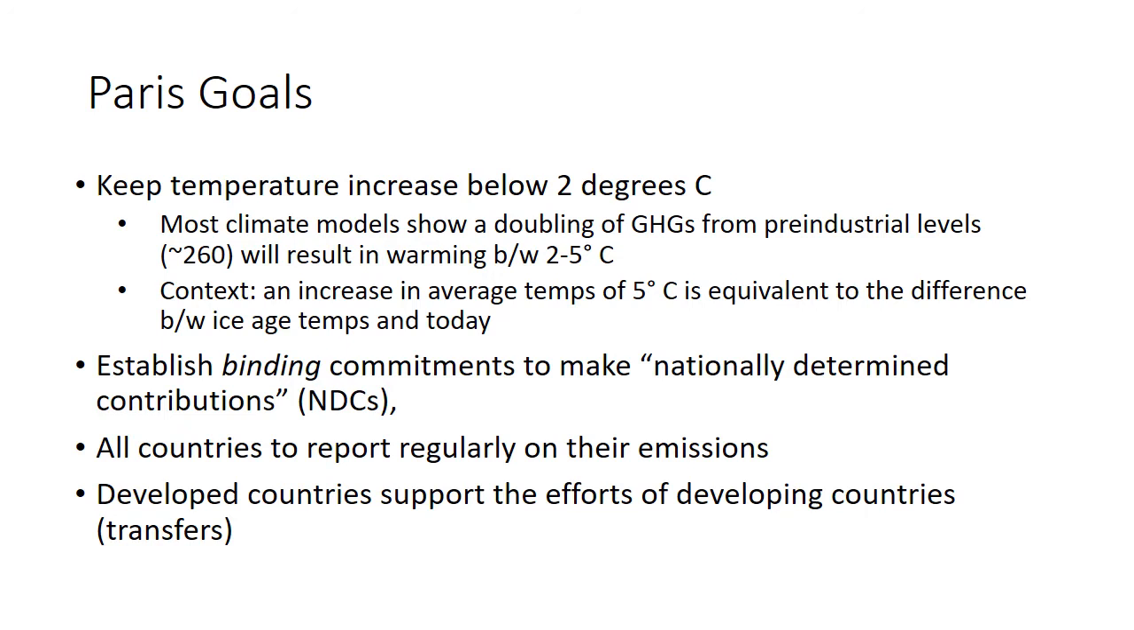Two degrees centigrade doesn't sound like a lot, but an increase in average temperatures of 5 degrees C is equivalent to the difference between the Ice Age temperatures and today. So 5 degrees cooler could lead to most of the United States being covered in a mile of ice, or some depth of ice. I'm not entirely sure how deep it was.